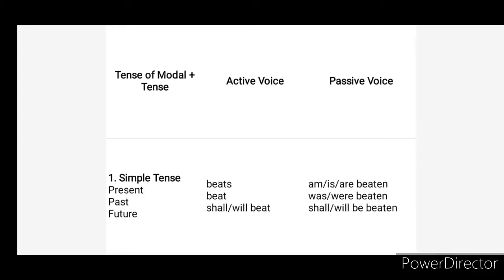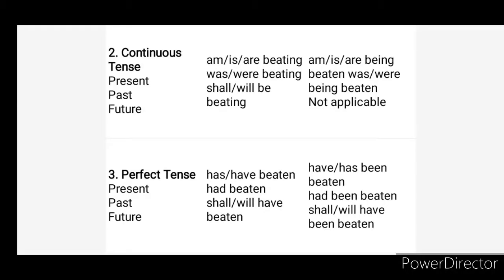Now tense of modal plus tense. Say for example, if it is simple tense, I mean present, past or future. So in simple present tense, if it's beats, it will be changed to am, is or are beaten. Past, its beat will be changed to was or were beaten. In future, we have shall or will beat, and it will be changed to shall or will be beaten. So children, you can see in all the simple present, simple past or simple future, third form of verb is used, right? But the difference lies in the use of helping verbs.